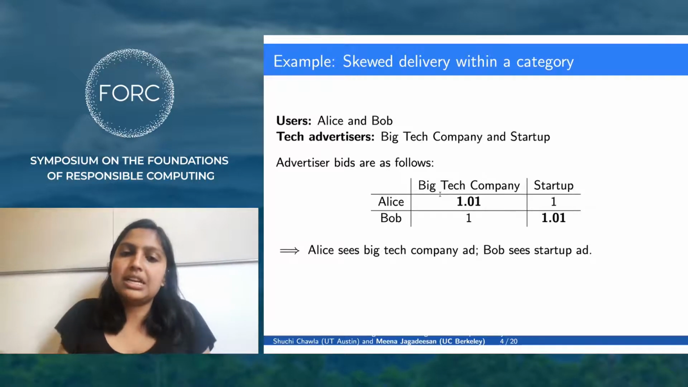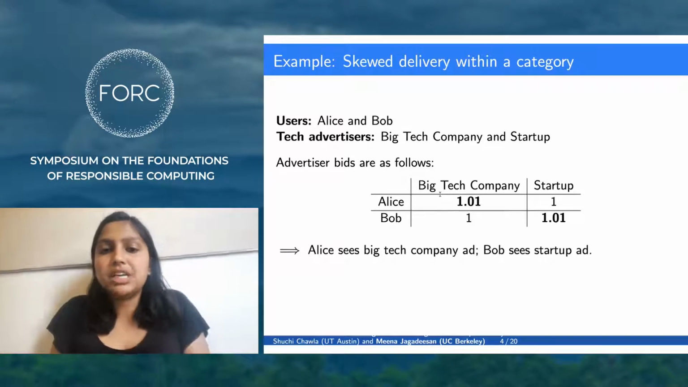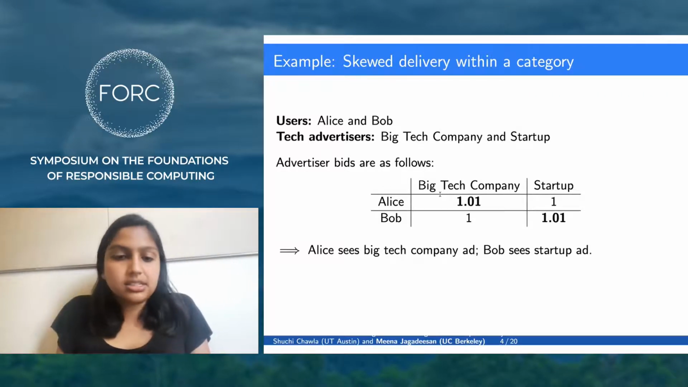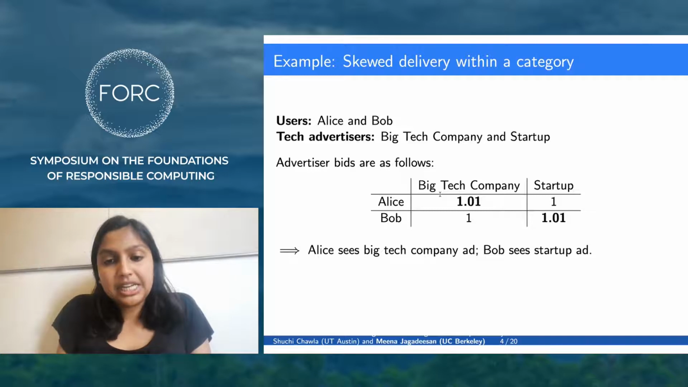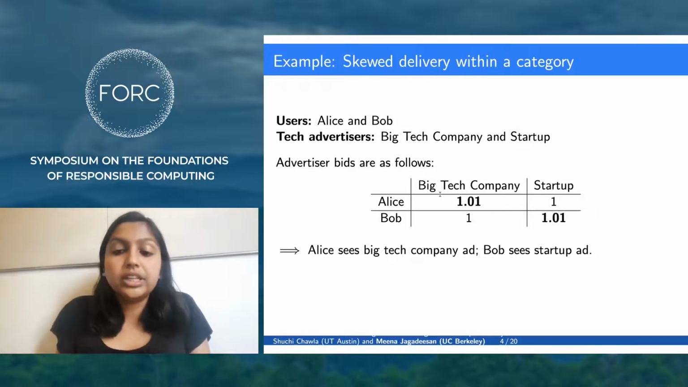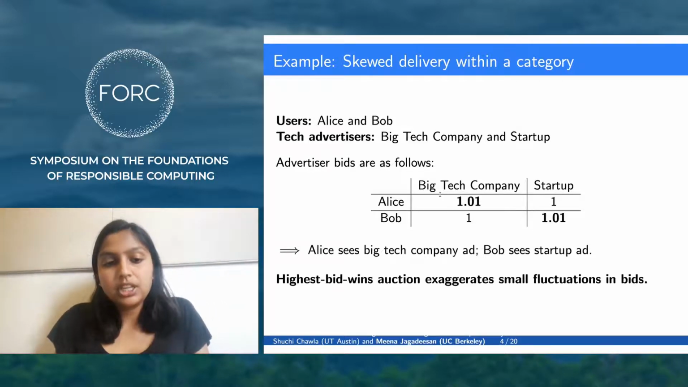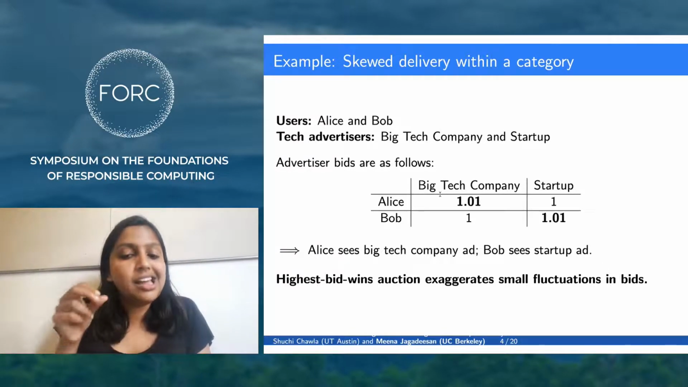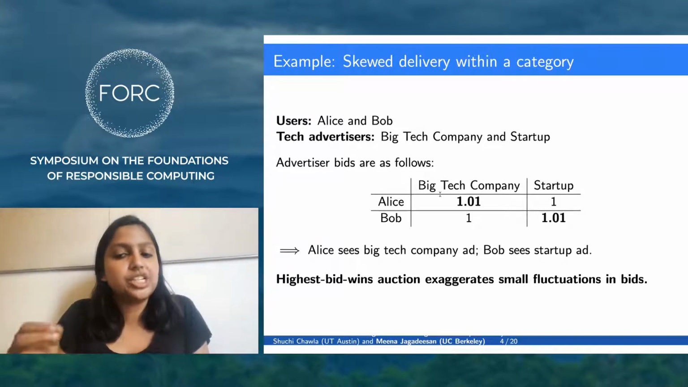Let's say that we run a highest bid wins allocation algorithm. Now, Alice is going to see only big tech company ads, and Bob is going to see only the startup ad. The core problem here is that the highest bid wins auction exaggerates small fluctuations in bids.